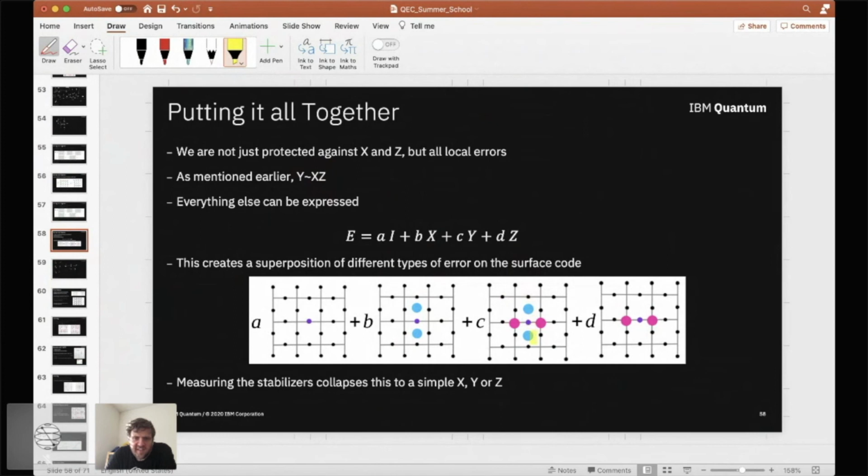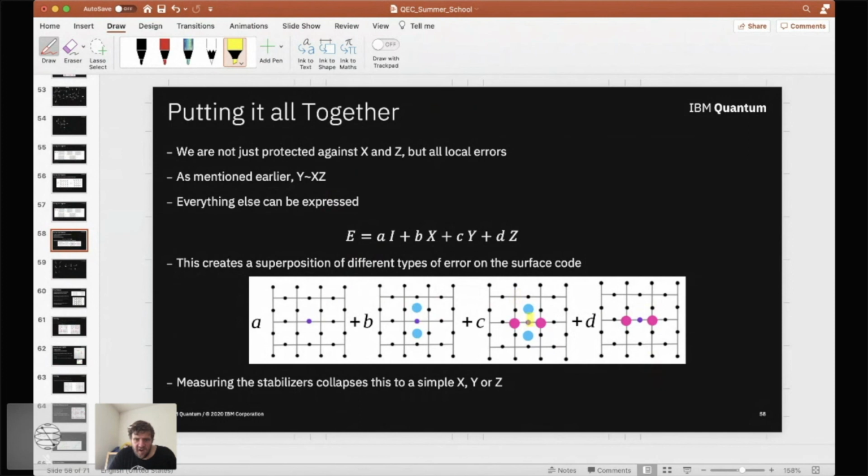Identity will do nothing. So if you do have this more general type of error happening on a qubit, it will create a superposition of a state where you have nothing wrong, you have an X error which you detect, you have a Y error which you detect, or you have a Z error which you detect. And then you measure the syndrome, and it has to collapse to one of these things. And this is not a superposition you want. This is a superposition of errors, of course. You don't care about destroying it. And it collapses the superposition to it either having been an X, a Y, a Z, or nothing.